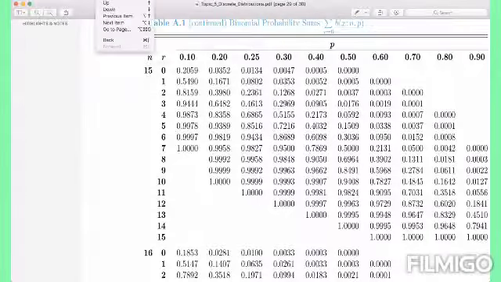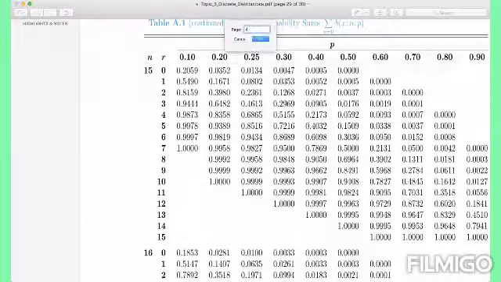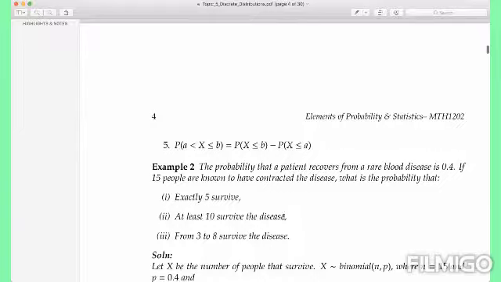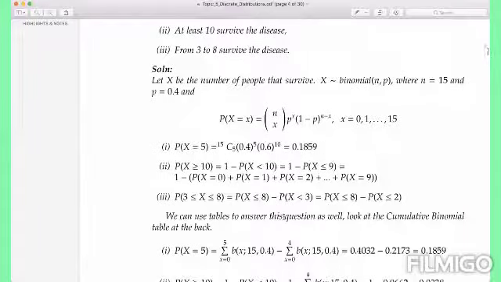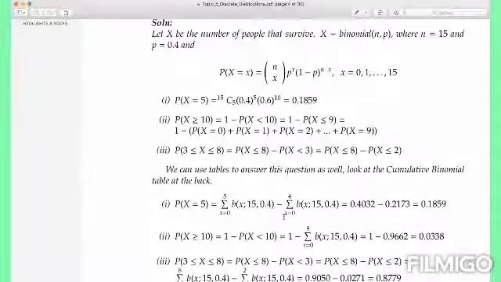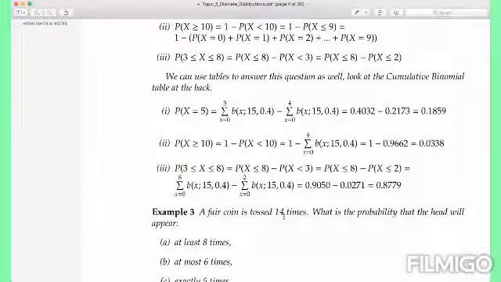So if we can go back to our problem, this one of at least 10, it means that if you can see here, I say this is the same as 1 minus the cumulative from x equals 0 up to 9. So I can get this value from the table. So kindly confirm that this value is that.